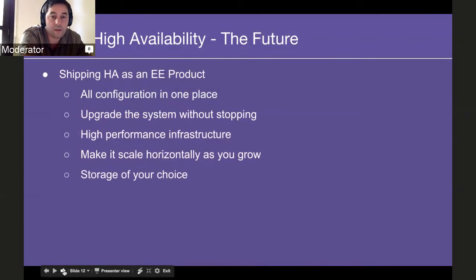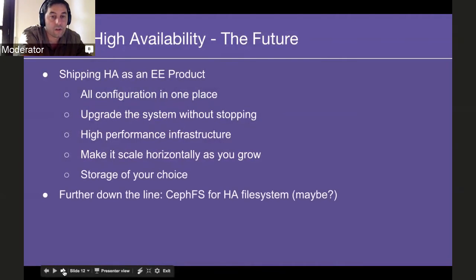Storage of your choice. Still, we're not offering highly available storage. We're working on getting that to GitLab.com first. And once we have it nailed down, we will start offering it back to our customers. This is a hard problem, a strong limitation that is in systems engineering in general. Further down the line, maybe CephFS as part of our installation, or at least offer it as a solution and make it a supported file system if we can do it. This is, of course, thinking down the line.